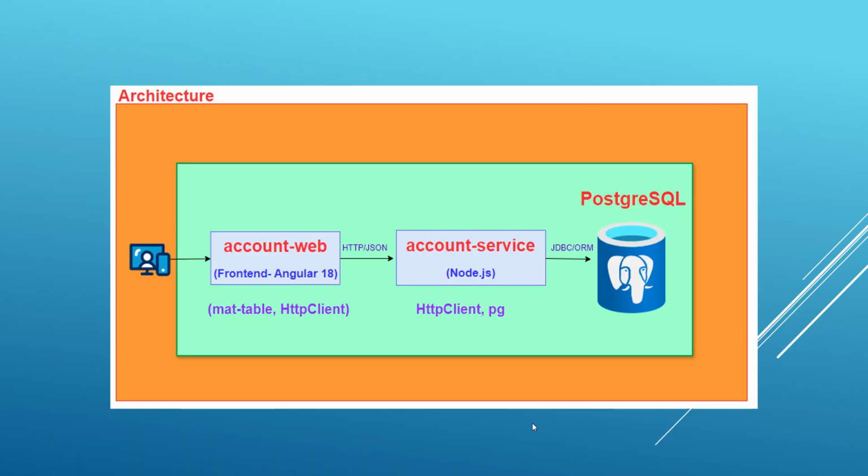So this is about the architecture part which we are going to cover. Basically, we are going to create an account system in which we are going to create our account web front-end application using Angular version 18. In that, we are going to use the material table, mat-table, and we are going to use HTTP client to call the APIs which we are going to write on the backend side.